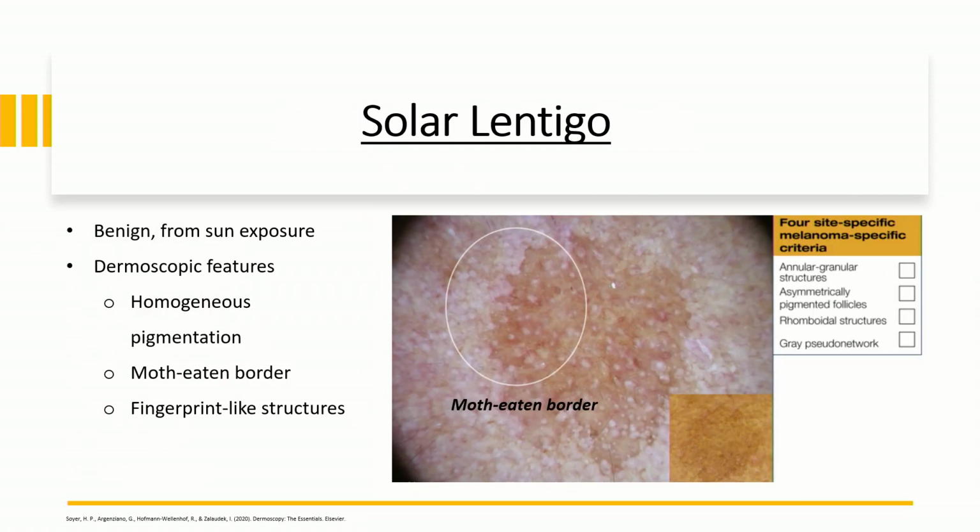So solar lentigo is completely benign. It happens from sun exposure. On dermoscopy, you will see a pretty symmetrical coloration, homogeneous pigmentation. And one of the most common features, so you don't always find this, but sometimes when I see it, I get excited and I show people, is the moth-eaten border. That's quite typical for solar lentigo, and that's when you know that it's benign.